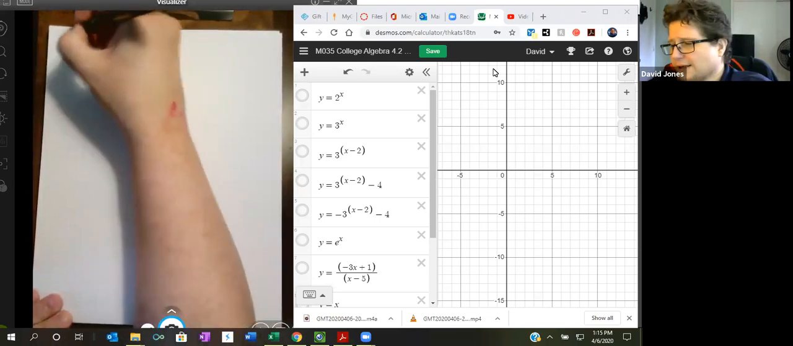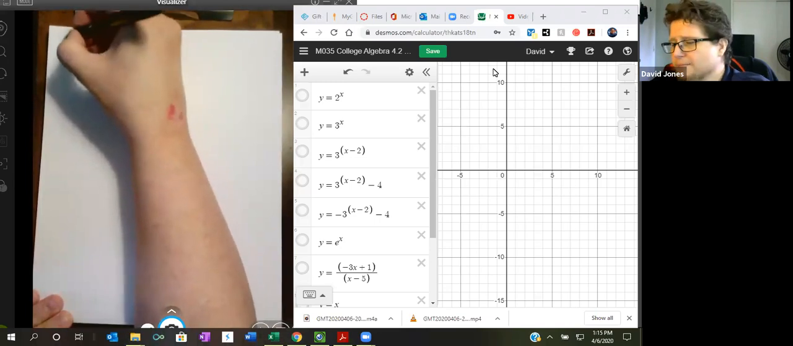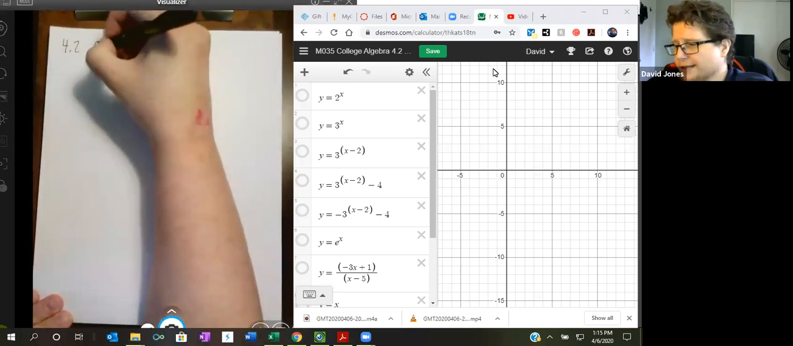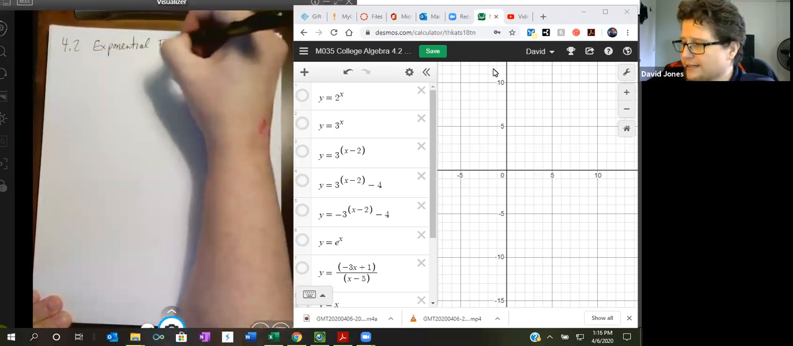So this is chapter 4. We're working on exponential functions and logarithms. 4.2 is on the exponential functions. So let's just take a look at them and what an exponential function is.